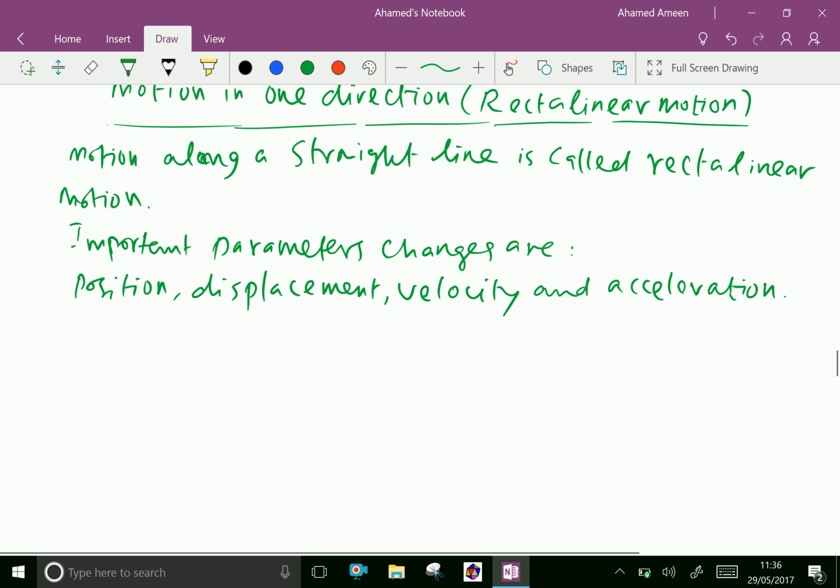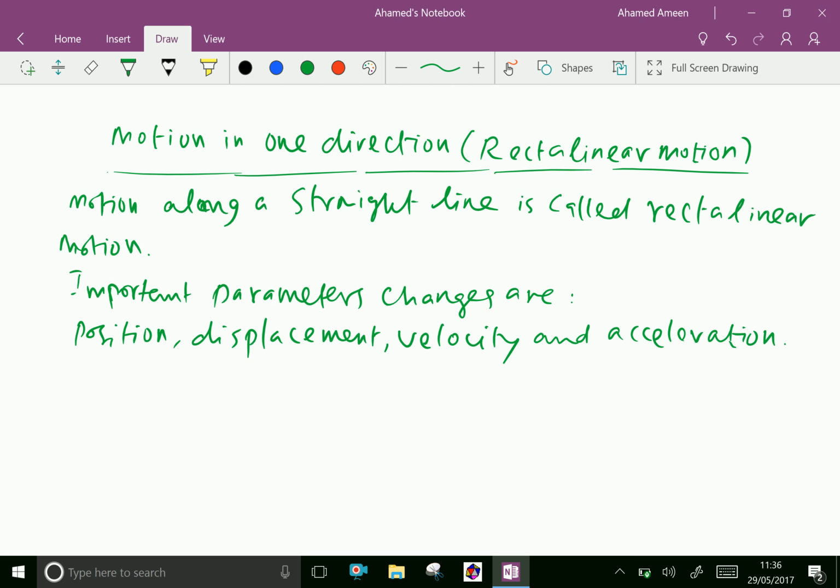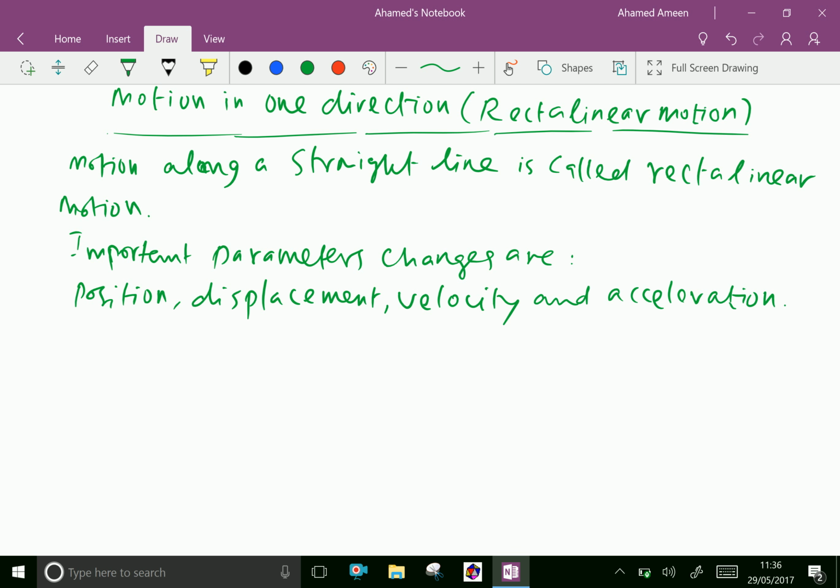We will discuss in the next videos in detail about position, displacement, velocity, and acceleration of any bodies.